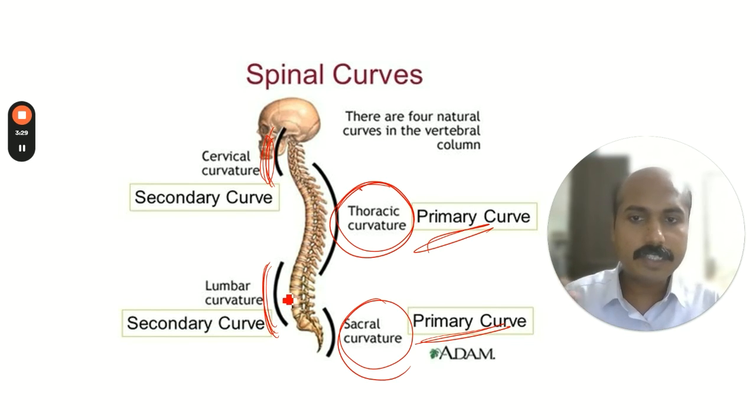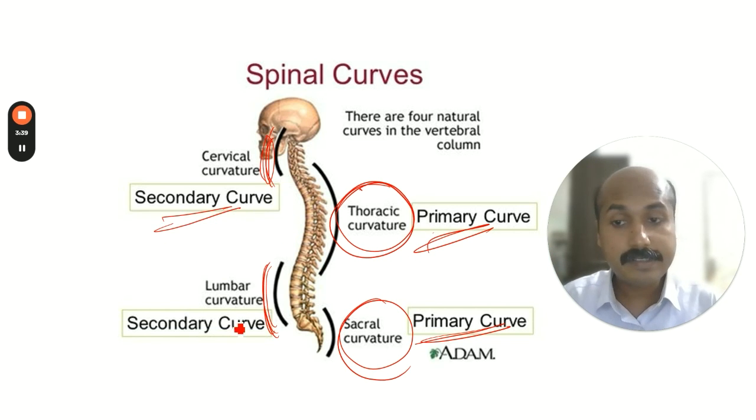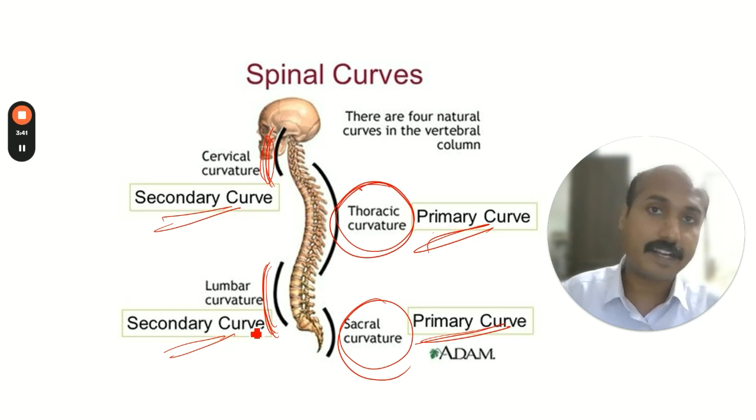So these two curvatures evolved with the bipedal posture. But the thoracic and the sacral curvatures were present in fetal life, so they are called primary curvatures. These evolved later, so they are called secondary curvatures.